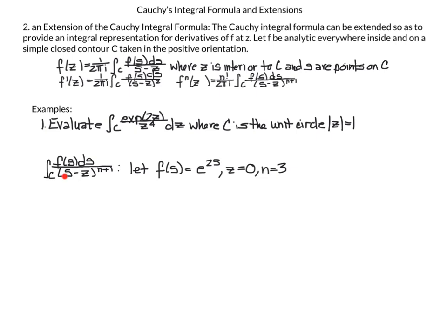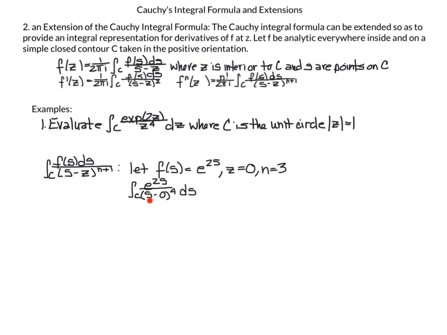Then down here, I have my s. Remember, s is my variable now. And I'm going to subtract my z, not this z, but this z over here, where this is the point interior, equal to 0. And then n is going to equal 3. So I'm going to plug these numbers into here. What I get is my f of s, e to the 2s, over s minus z, that's s minus 0, raised to the n plus 1, that's 3 plus 1 is 4, ds.